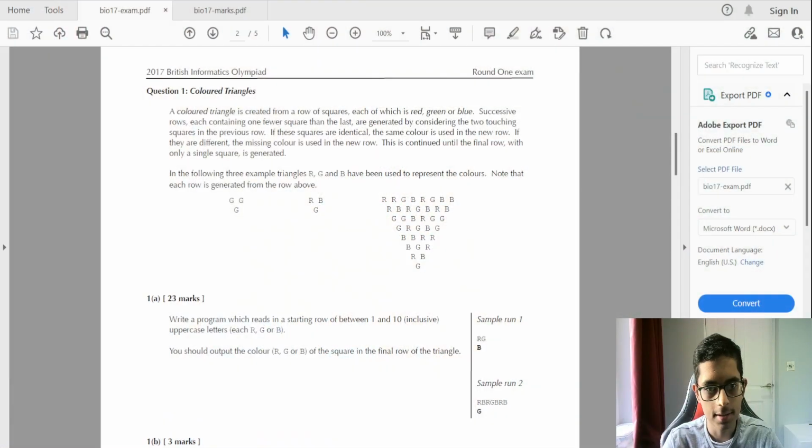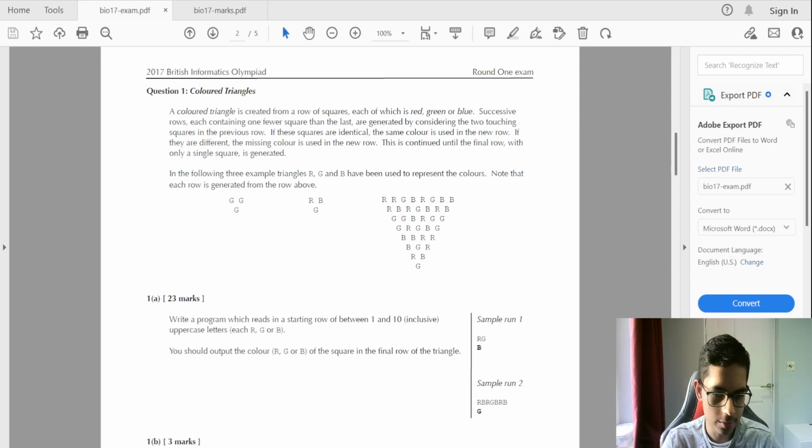Today we'll be taking a look at the British Informatics Olympiad, looking at Question 1 taken from the 2017 paper. So let's have a look at the question. I'll let you have a quick read, and the summary is that we want to combine the initial string of characters which they give, let's say RRG, BRG, BB, into a single character.